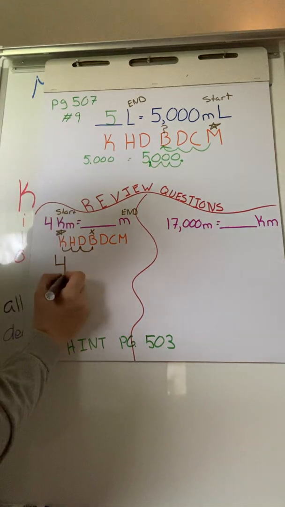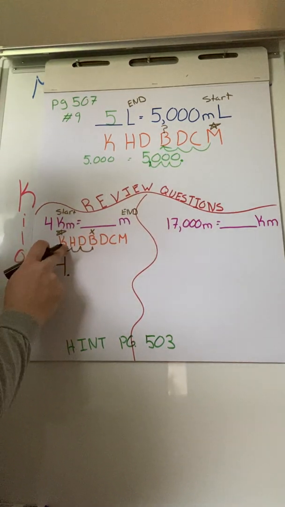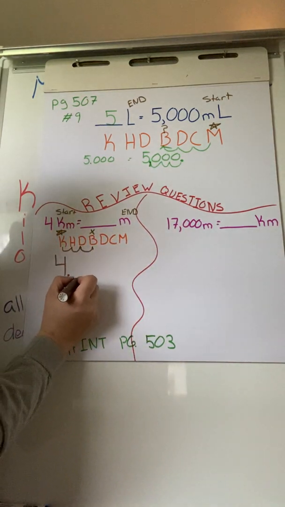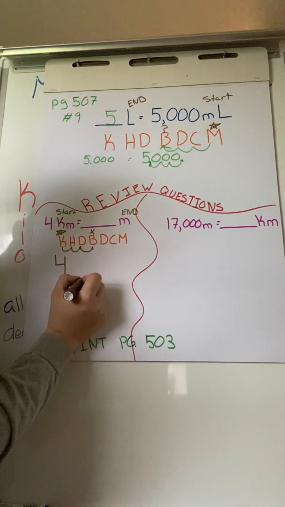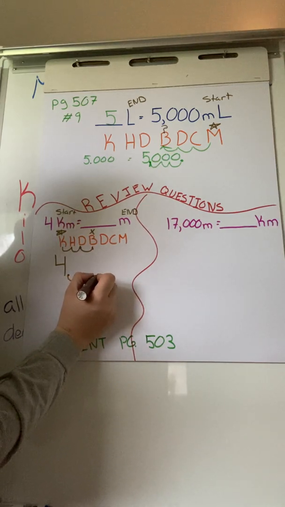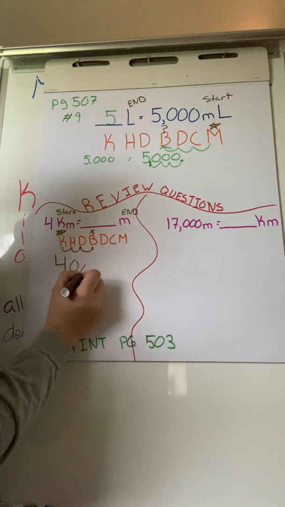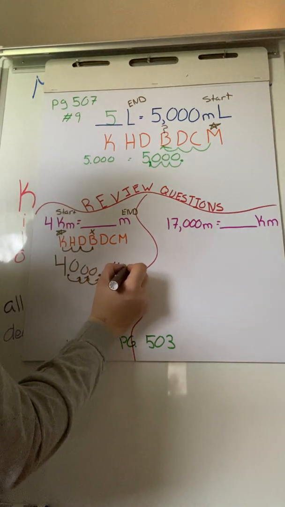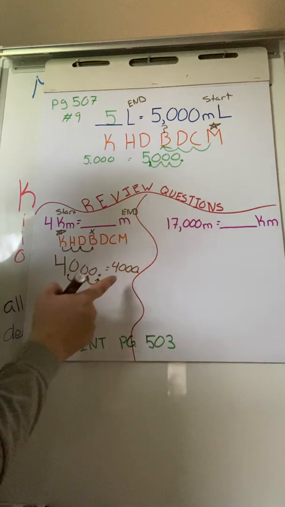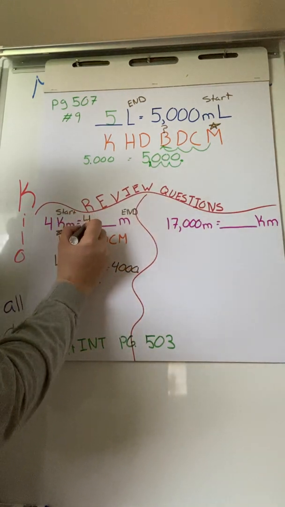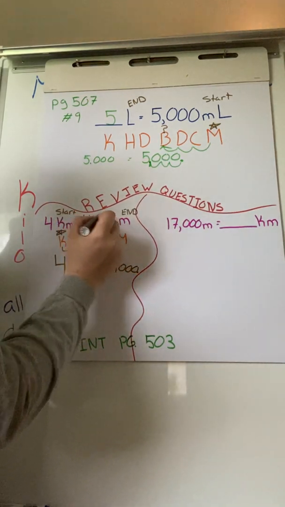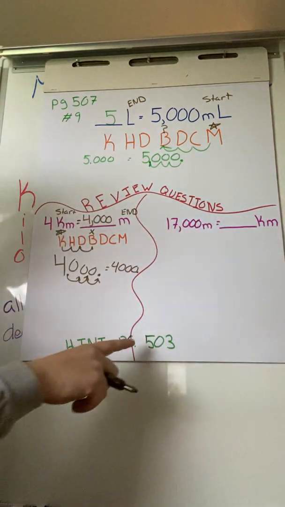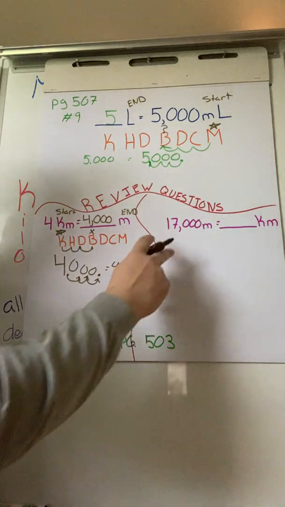Remember, no decimal, it goes at the end of the number. And I have to move it 1, 2, 3 place values to the right. So I move 1, 2, 3 place values. Fill these in with zeros. So this equals 4,000 decimal, or 4,000 meters.